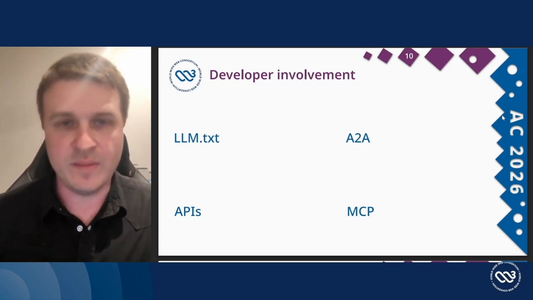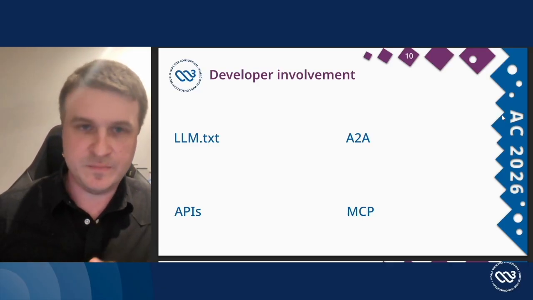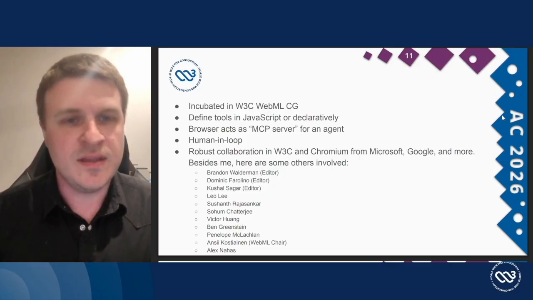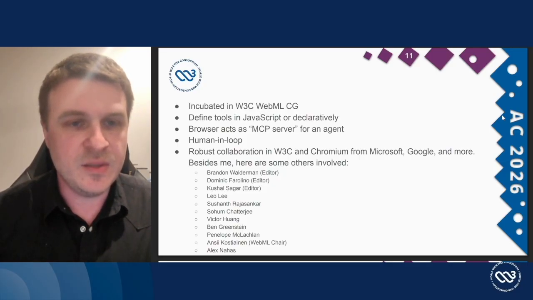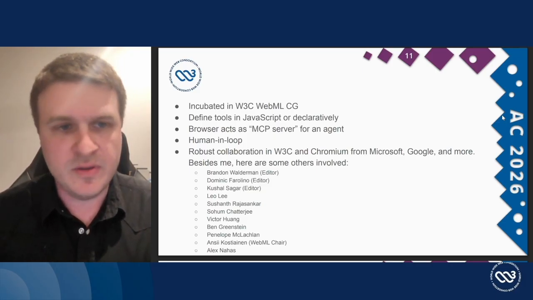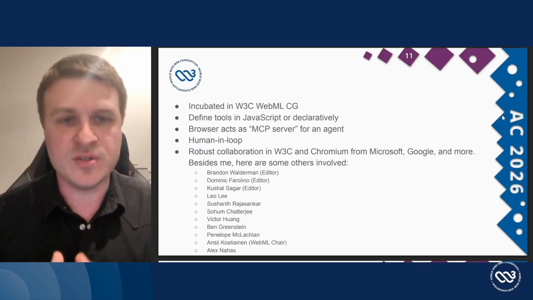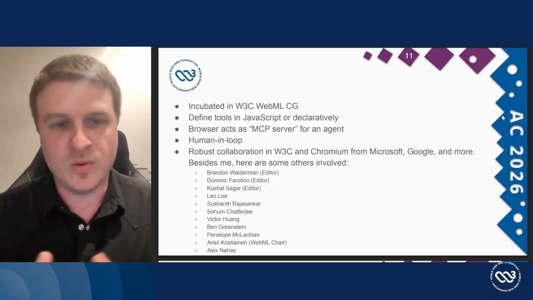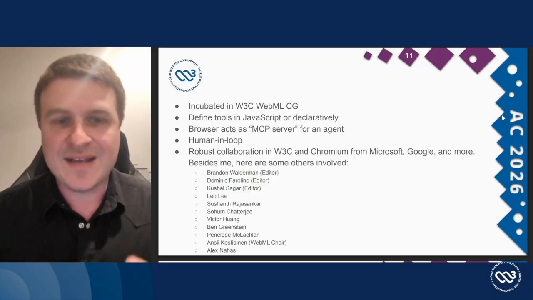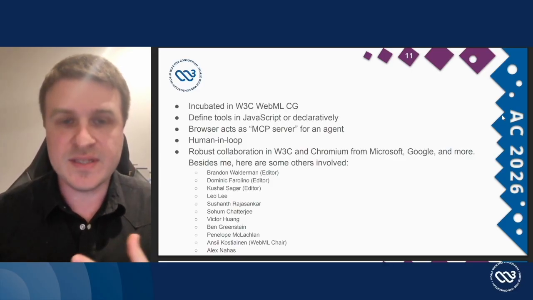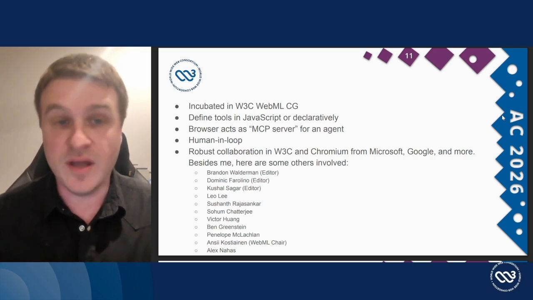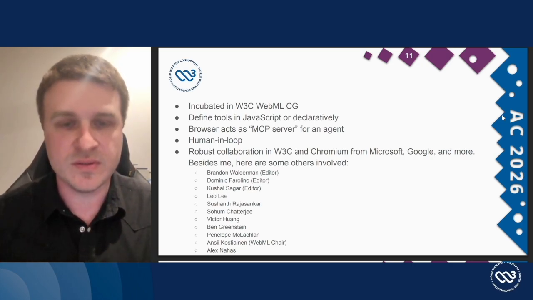We needed something new in the web platform to offer to web developers to build websites for agents. And that's when we proposed the WebMCP API. As I mentioned earlier, this is being incubated in the W3C WebML community group. It allows developers to define tools imperatively with JavaScript or declaratively. The browser acts as an MCP server for an agent. So in this case, the web developer doesn't even need to run an MCP-like server for their website to be onboarded to the agentic web.